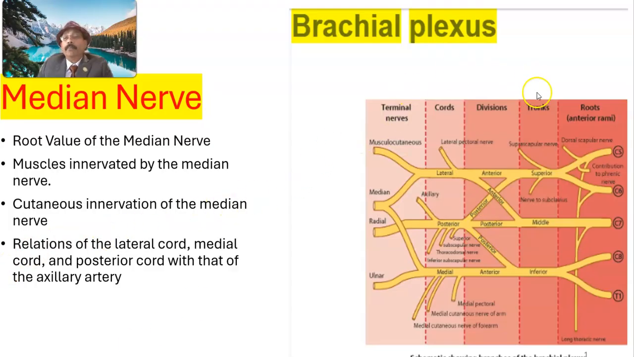So we'll go through the brachial plexus. One of the important nerves of the brachial plexus is the median nerve. Root values of the median nerve: it comes out from the C5, C6, C7, C8 and T1 ventral rami of the spinal nerve. So it is getting contribution from all these roots: C5, C6, C7, C8, and T1.